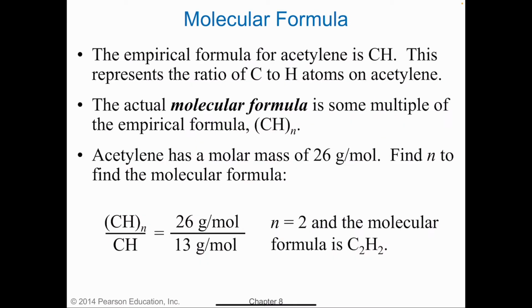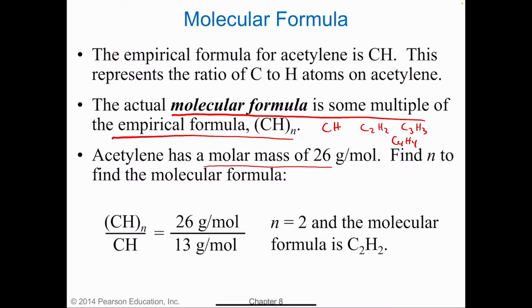Now, if you have a little bit of extra information in the problem, you can also get the molecular formula. And molecular formulas are always some multiple of the empirical formula. So if the empirical formula is CH, that means the molecular formula could be C2H2 or C3H3 or C4H4. But you'd have to know a little bit more information about the problem to figure out, okay, which one's the correct answer. And in problems, they'll do that by giving you the molar mass of the compound.